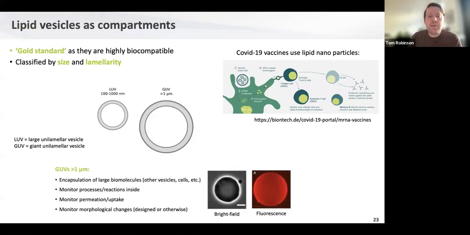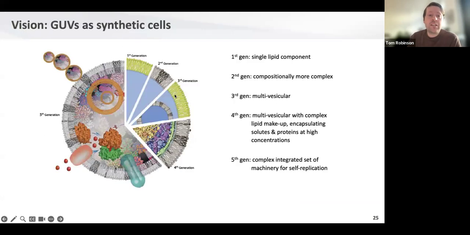And GUVs are particularly useful because they allow us to encapsulate large biomolecules, such as other vesicles or cells. And because they're cell size, we can also image them with fluorescence microscopy, or in microscopy in general. So we can monitor processes that occur inside, and we can also look at permeation and uptake, and also morphological changes. So the idea is that using GUVs as synthetic cells, we start with very simple membranes. We build up membrane complexity, and then multivesicular systems, and then high concentrations of proteins. And eventually, we integrate various sets of machineries, such as membrane proteins, etc., to do more complex things, such as self-replication. So this is the kind of vision.